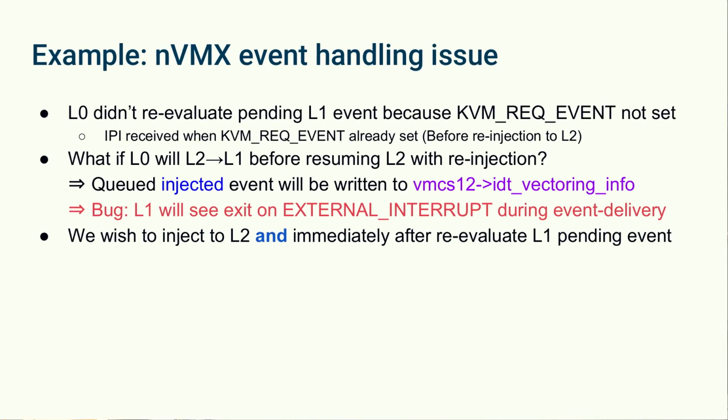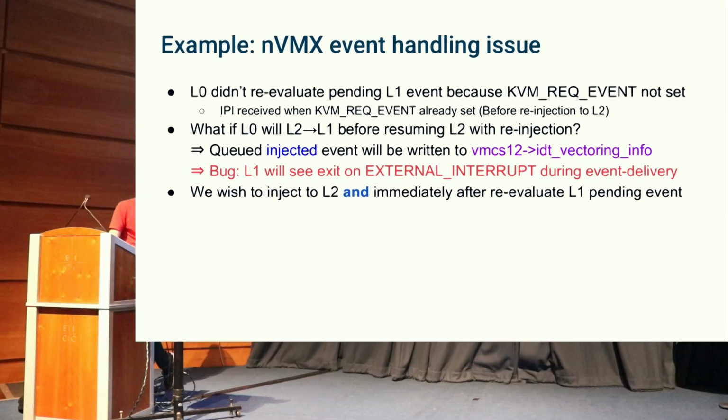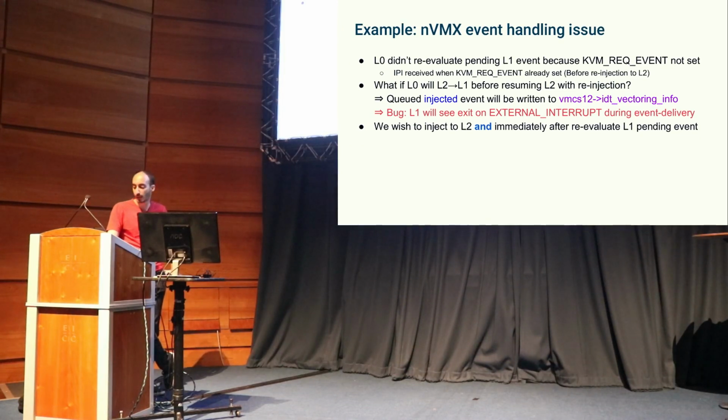But if we do such a thing, we will also need to take this queued injected event and write it into VMCS 1-2. And this will cause the layer 1 guest to think that it got an exit on external interrupt during the attempt to deliver an interrupt. And this is a scenario that can never happen on a real CPU, because only a very specific exit can interrupt the delivery of an event, and external interrupt is not one of them. So we cannot take this decision, and KVM request event did take the right decision.